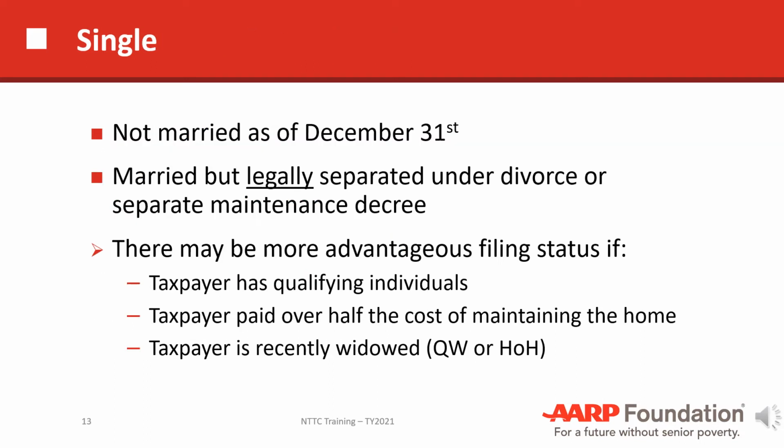So now let's talk about the five filing statuses independently of each other and see what the qualifications for each one are. On single filing status, the first point here is that a person cannot be married as of December 31st of that tax year in order to claim single.